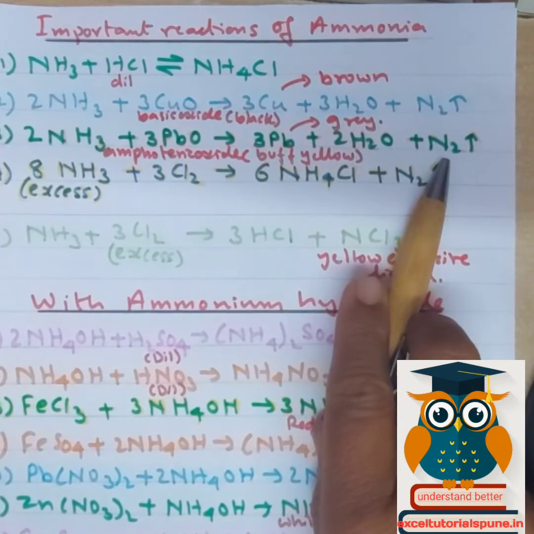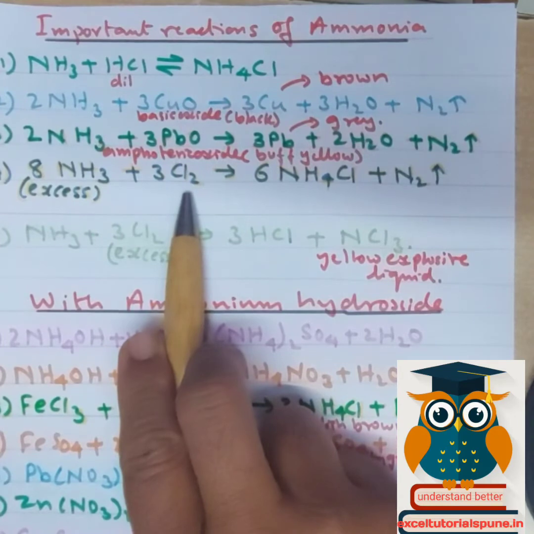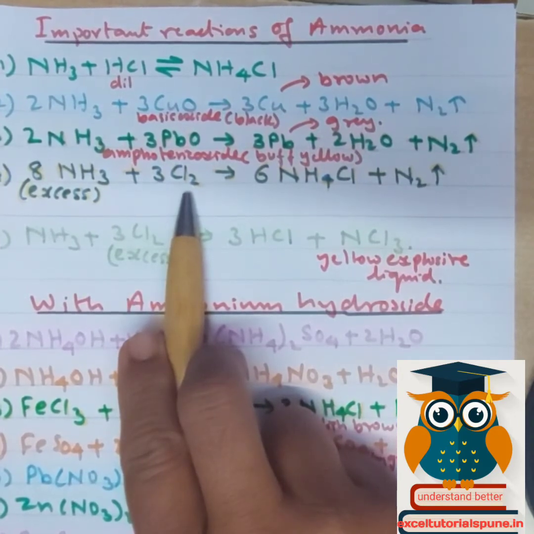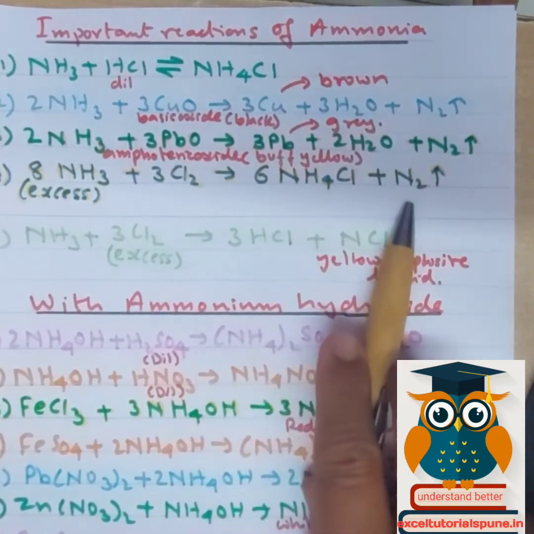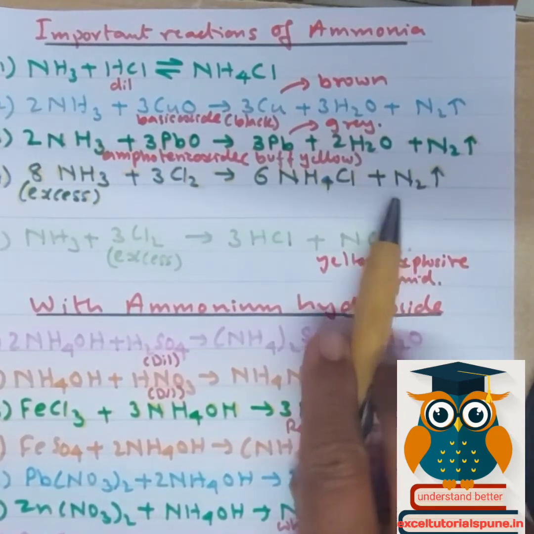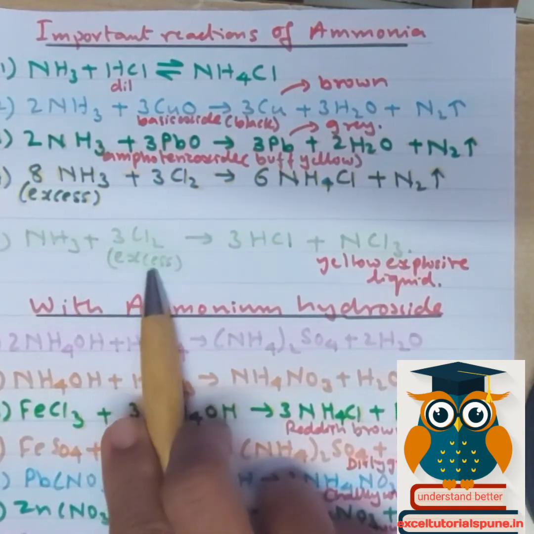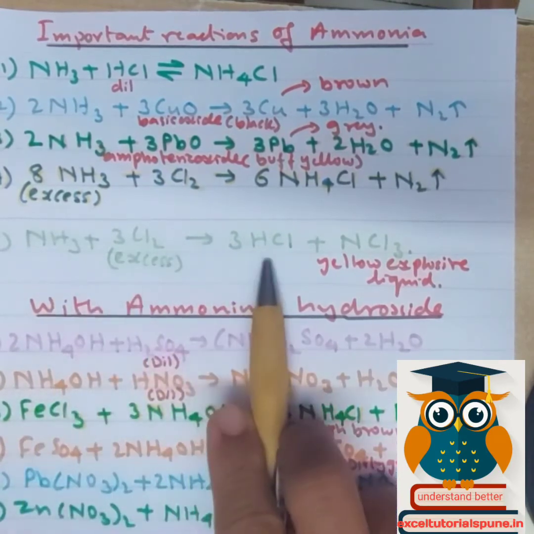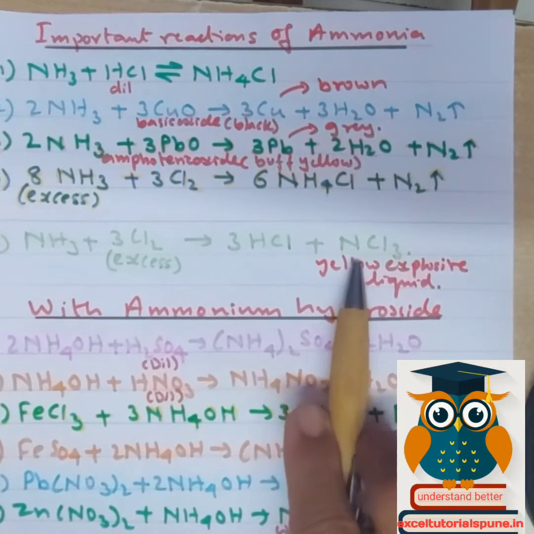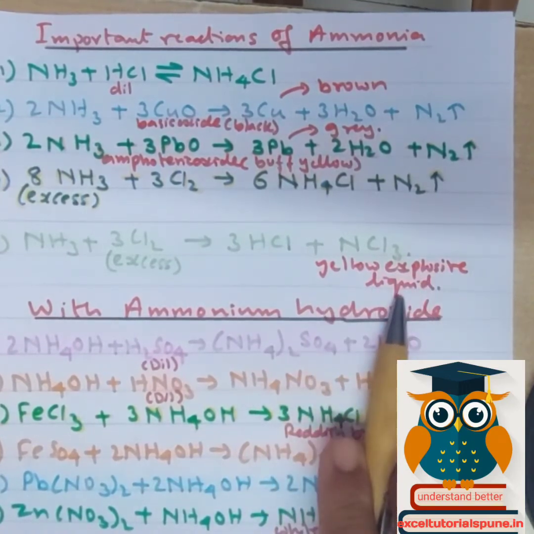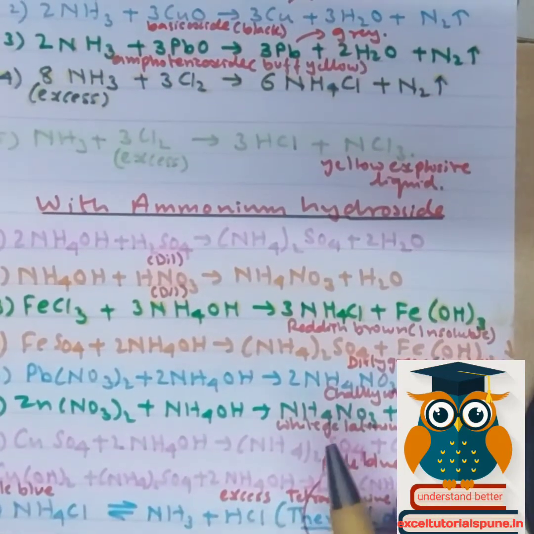Now ammonia in excess with chlorine, very important equation. When you take ammonia in excess and you react with chlorine, then you get ammonium chloride plus nitrogen gas evolved. Ammonia with chlorine taken in excess: so when chlorine is taken in excess with ammonia, HCl, hydrochloric acid, plus nitrogen trichloride is formed, which is a yellow explosive liquid.